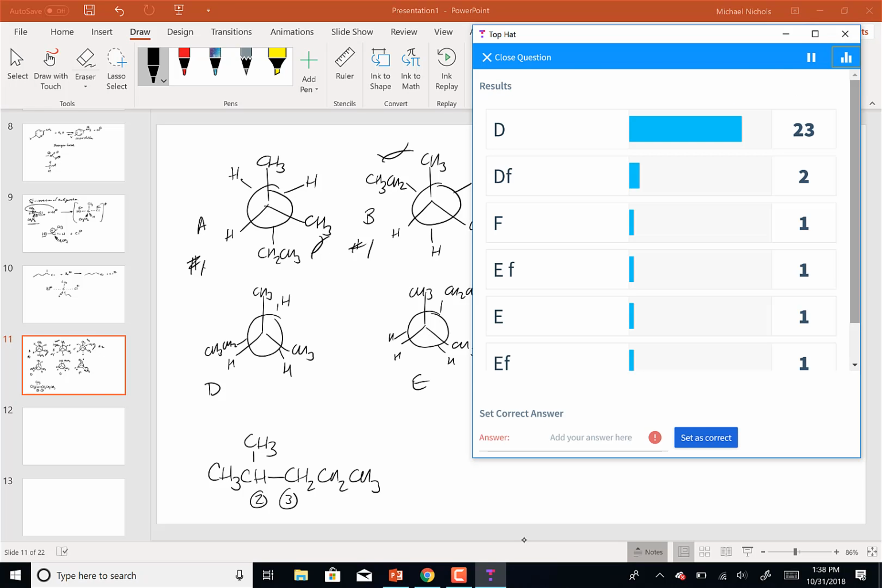Okay. Follow directions. So I see D all by itself as the major answer. Okay.